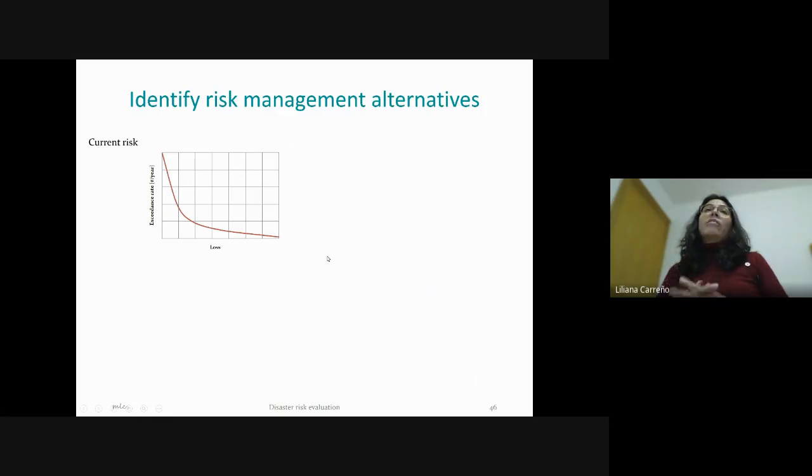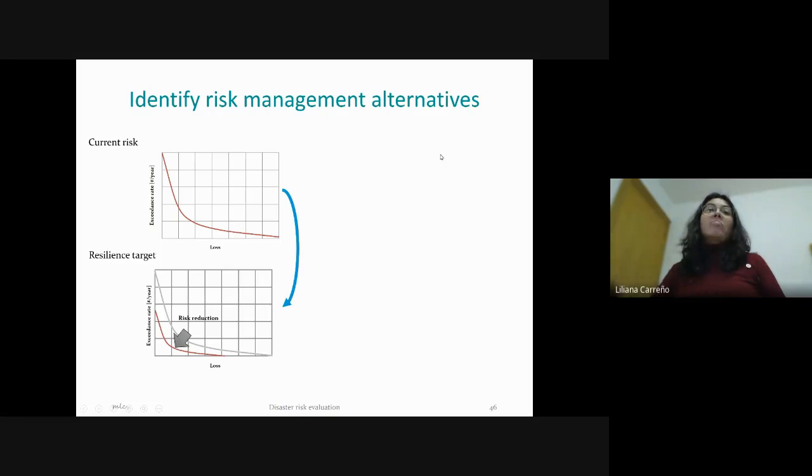With this kind of analysis, we can identify risk management alternatives. If this is my current risk calculated, I can define a resilience target. I can say, okay, I will do this risk reduction. How? How can I do that?